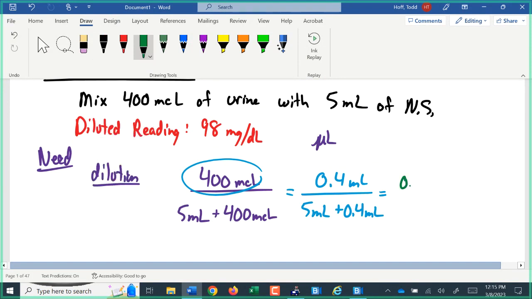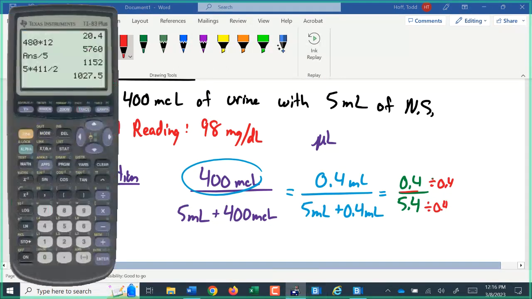So this is going to be 0.4. The milliliters are going to cancel out, over 5.4. Now what I'm going to do here is a little bit of a trick. I'm going to divide by the 0.4. The reason I'm dividing by 0.4 is I want to get this number here to 1. So 0.4 divided by 0.4 is just going to be 1. 5.4 divided by 0.4 is 13.5.